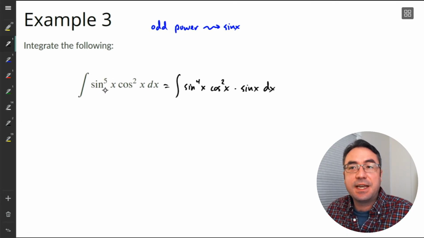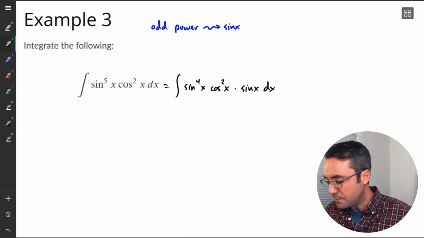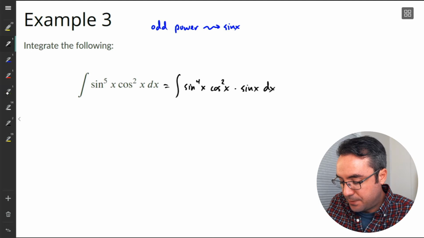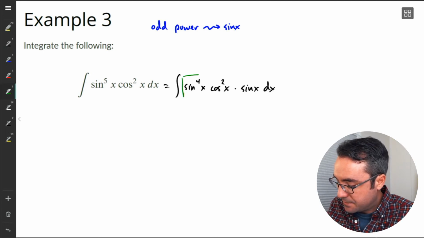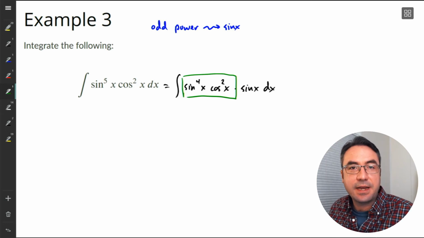So we've basically taken one of these copies of sine here. There are 5 of them, so we take one of them, move it next to the dx, and that leaves us with 4 left. So we have sine of x raised to the power 4 times cosine of x squared times sine of x. All right, so what we want to do then is look at everything else that's left in our integral, besides that sine of x that we separated off.